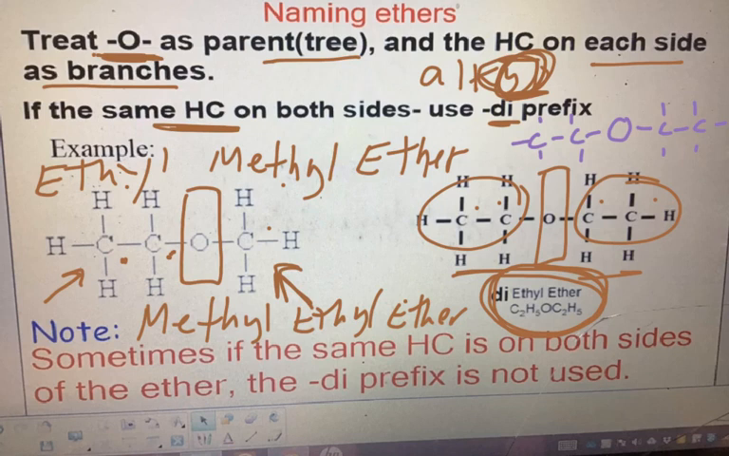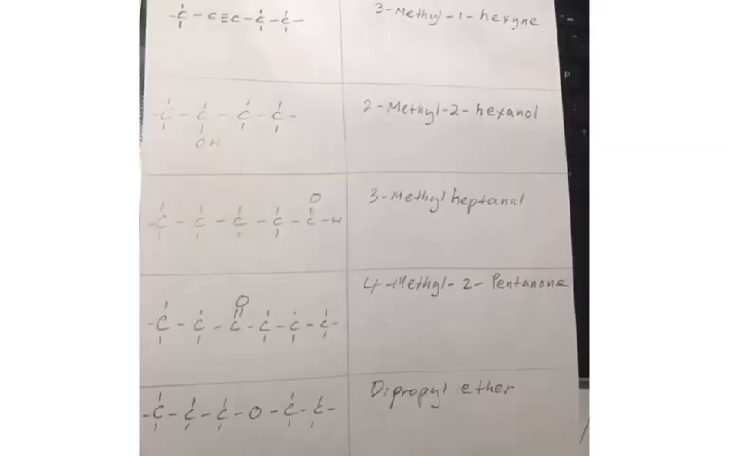Very, very simple. Now, guys, I want you to take these structures down on a piece of loose leaf or something and send them in to me later. On this side, you have to name them, and on the other side you have to draw the structures.